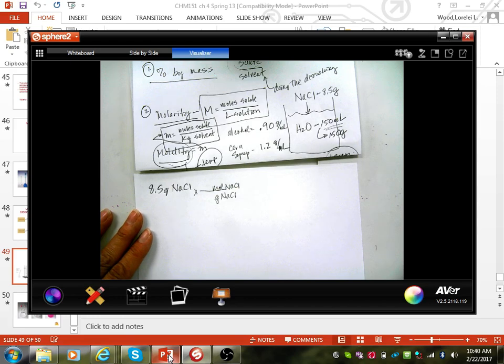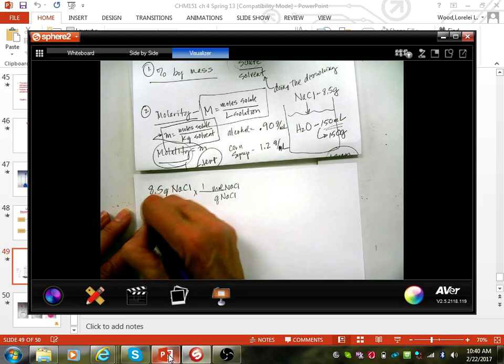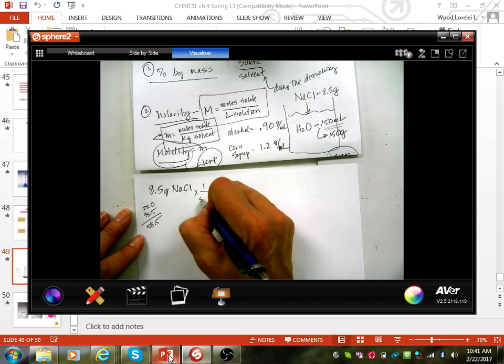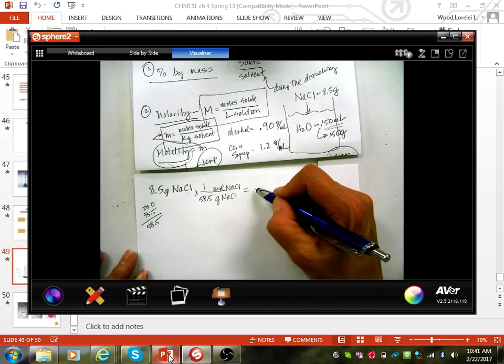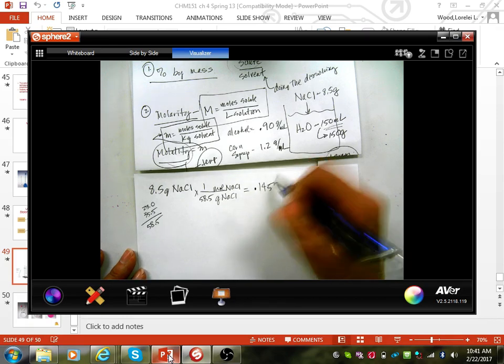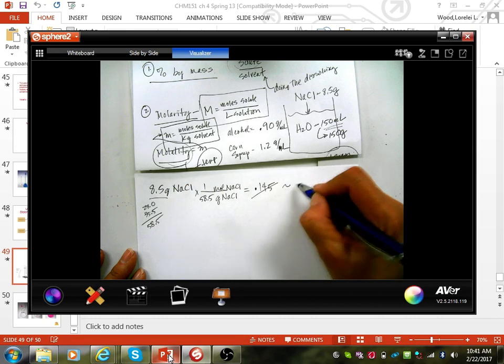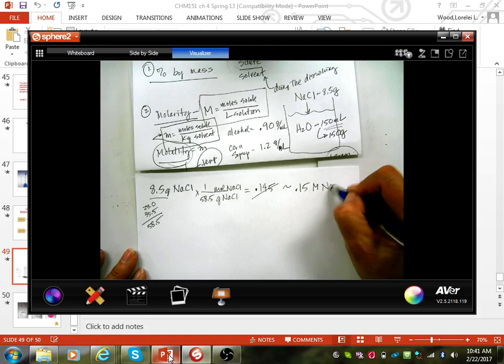When you go from moles to anything else, 1 is always the coefficient in front of moles. If I look at the molar mass of sodium chloride, sodium is about 23 grams per mole. Chlorine is about 35.5 grams per mole. So it's about 58.5 grams per mole. All right, somebody with a calculator. What's 8.5 divided by 58.5? All right. Sig figs, I might round that to 0.15, and I'm going to use capital M, molarity, of NaCl.